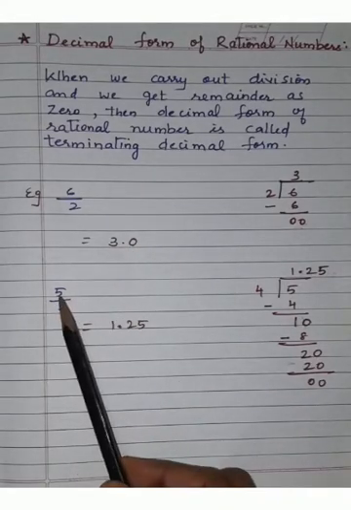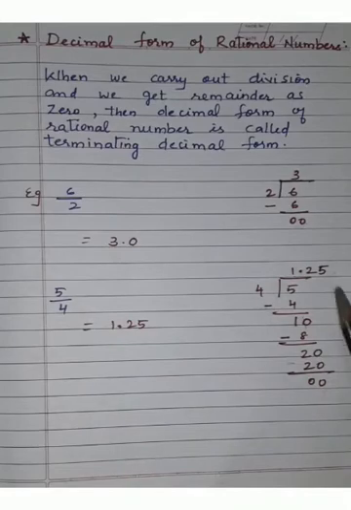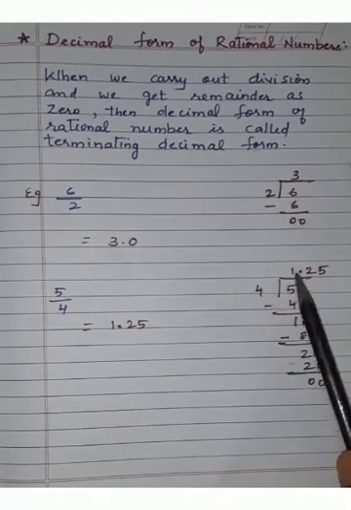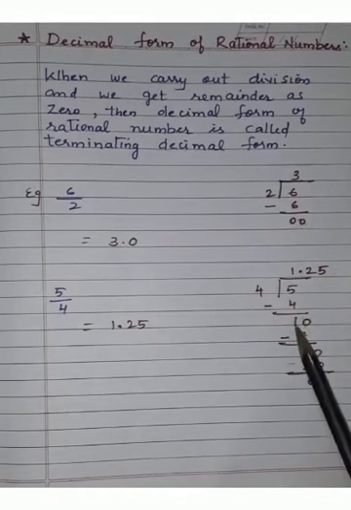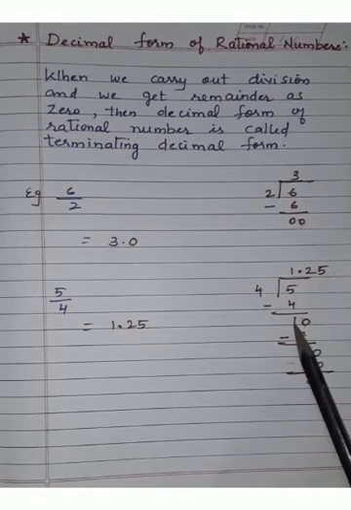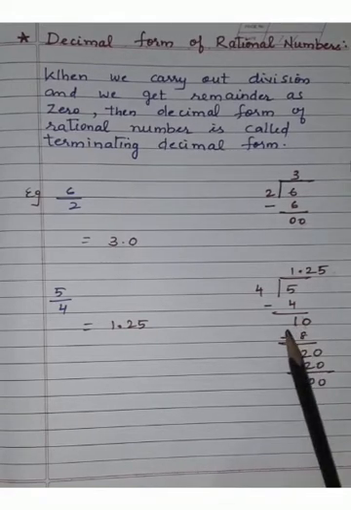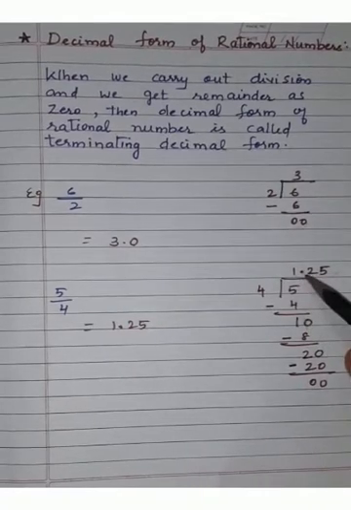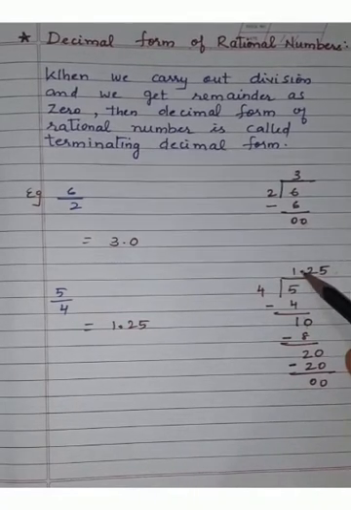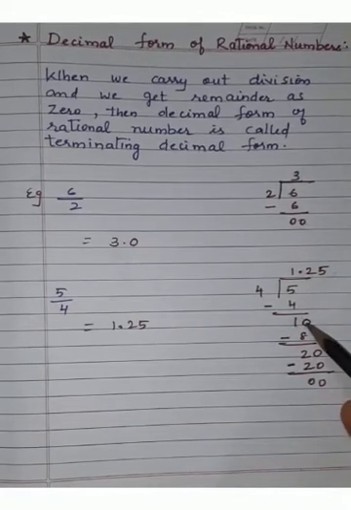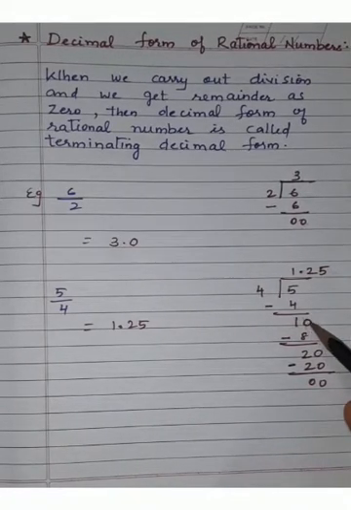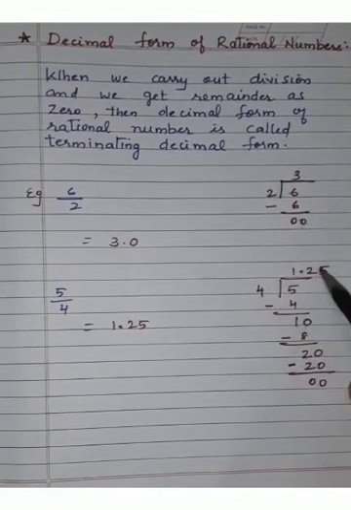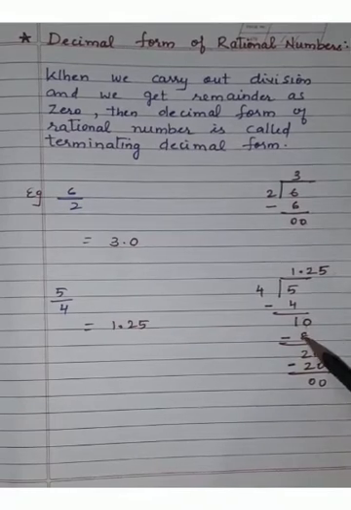Now, the other rational number we have is 5 upon 4. When I divide 5 by 4, children, 5 is greater than 4, so I will take 4 ones are 4. When I subtract 5 minus 4, I get 1. Now see, the remainder is not 0. So I have to put a decimal point. The moment I put a decimal point, I can add 0, so I get 10. In the 4 table, the number less than 10 is 8. So 4 2s is 8, and 10 minus 8 is 2.